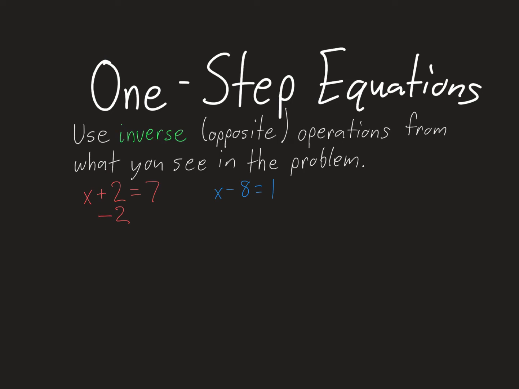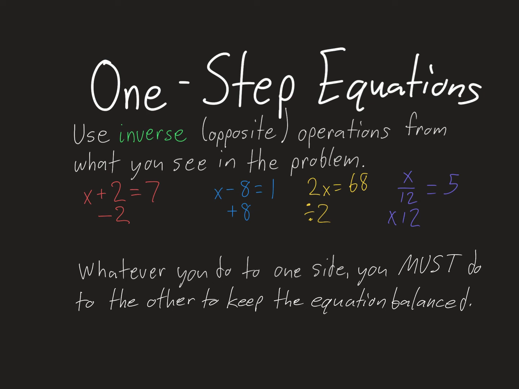Similarly, the inverse of subtraction is addition. So, if you have the problem x minus 8 equals 1, instead of subtracting 8, you will add 8. For 2x equals 68, we know that the inverse of multiplication, 2 times x, would be division. So, we will divide by 2. The inverse of division is multiplication. So, if x divided by 12 is 5, then we will need to multiply by 12.